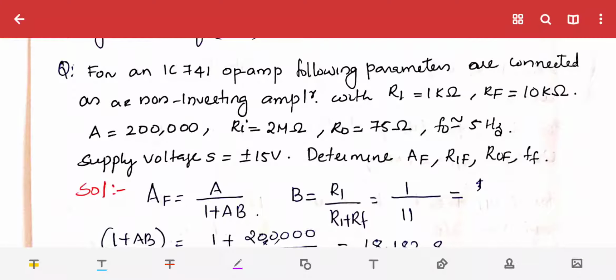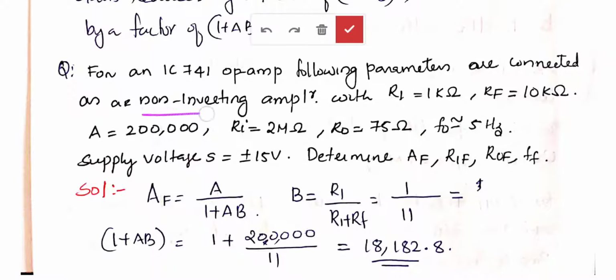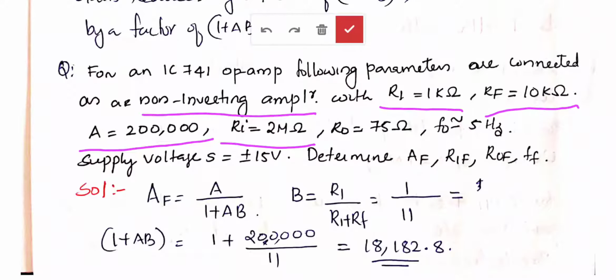For an IC741 operational amplifier, the following parameters are connected as a non-inverting amplifier. R1 is given as 1 kilo ohm, RF is 10 kilo ohm, open loop gain is 2 lakh, input resistance is 2 mega ohm, output resistance is 75 ohm, bandwidth F0 is equal to 5 hertz or break frequency is 5 hertz. Supply voltage VCC and minus VEE is plus or minus 15 volt. Determine AF, RIF, ROF and FF.